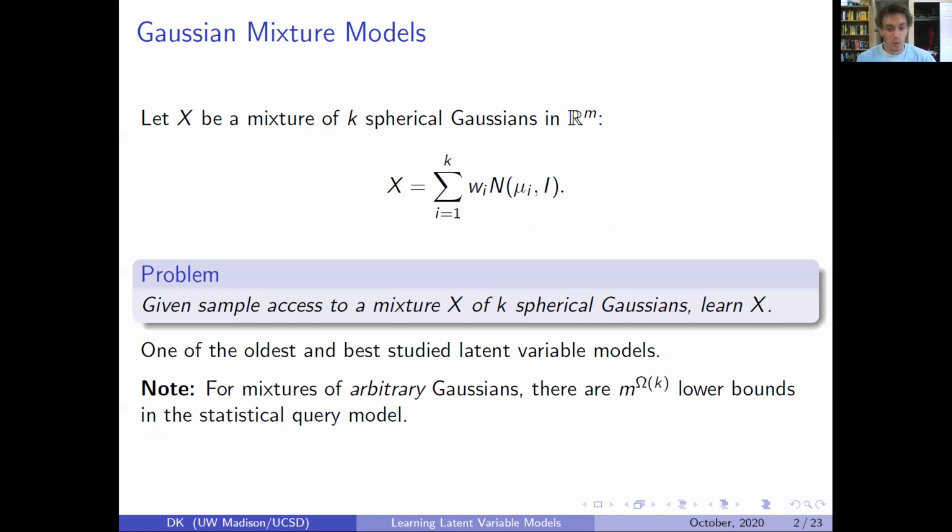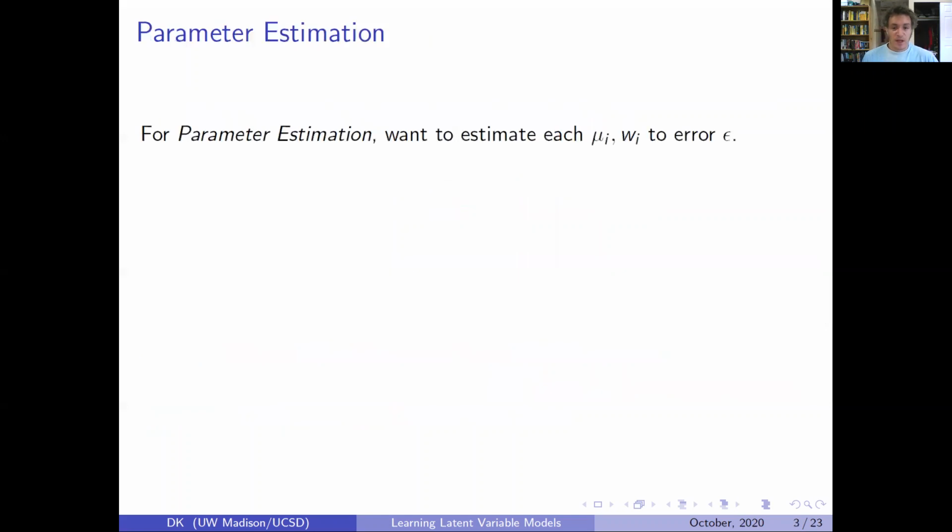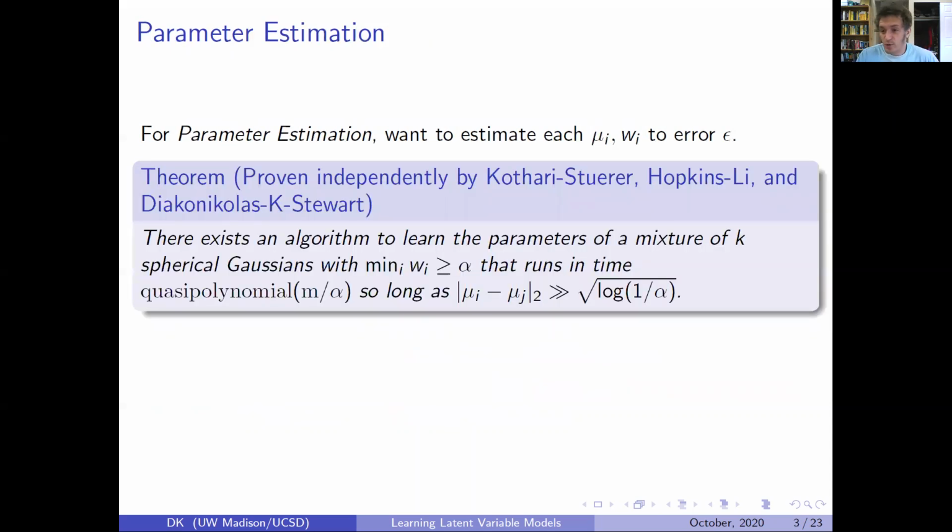Okay, so this is a problem, but what do we mean by learning X? Now, the strongest thing you might hope to do is parameter estimation. Here, the goal is to estimate each mean mu_i and each weight w_i to error epsilon. There was actually progress on this problem a few years ago. Three groups independently showed that as long as the minimum weight is at least alpha, and as long as the means are pairwise separated by about square root of log 1 over alpha, then there are algorithms that do this parameter estimation in quasi-polynomial time.